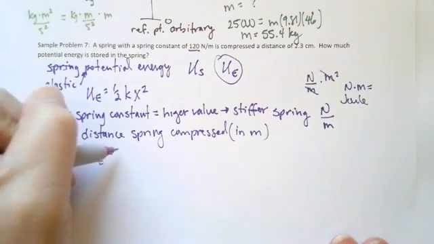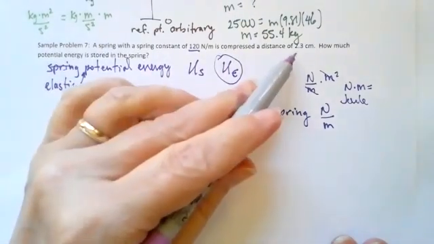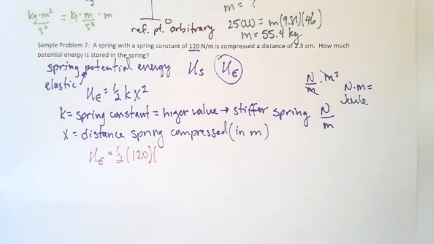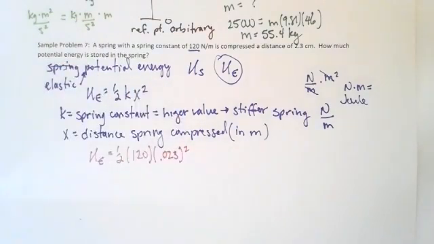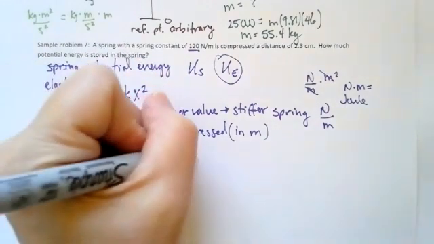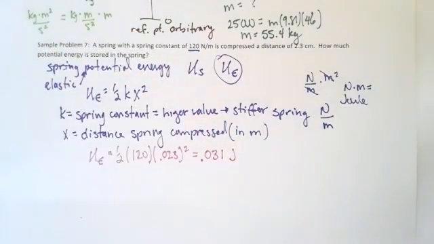So my elastic potential energy is 1/2. I've got 120 here. And then I have to convert the distance to meters, so that is going to be 0.023 meters, and that's going to be squared. I have to punch this one in my calculator. 23 squared times 120. And we get an elastic potential energy of 0.031 joules. Let's double check that. Yeah.